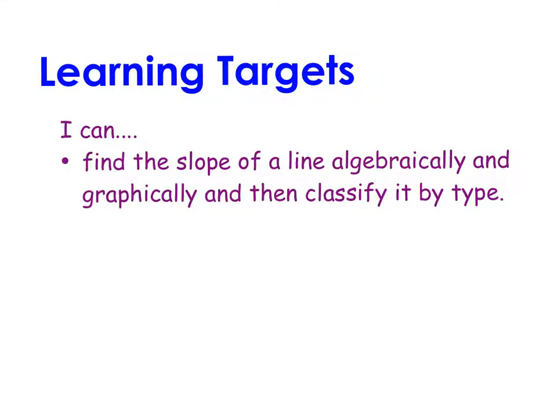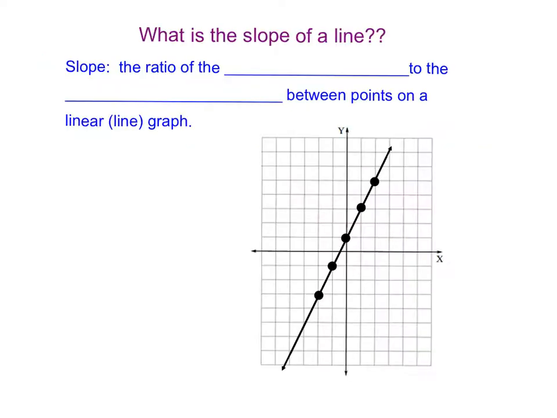In this video, we're going to find the slope of a line algebraically and graphically, and then be able to classify it by type. So before we find the slope of a line, we need to define what the slope of a line actually is. And the slope of a line is first and foremost a ratio.